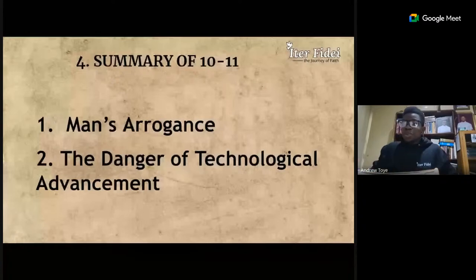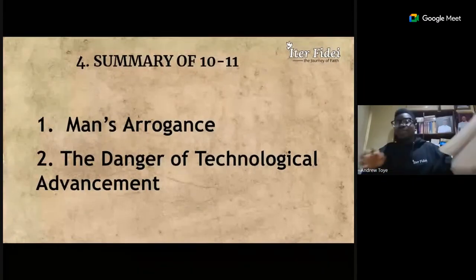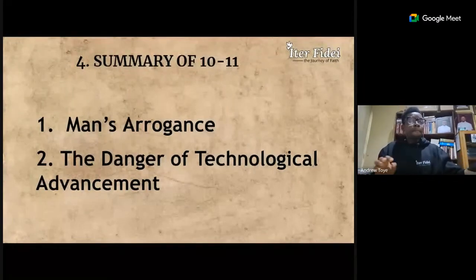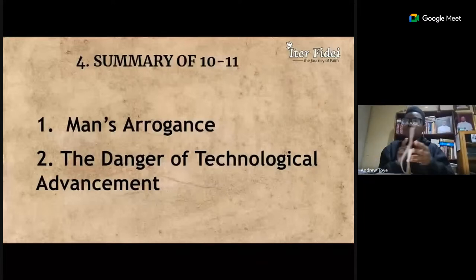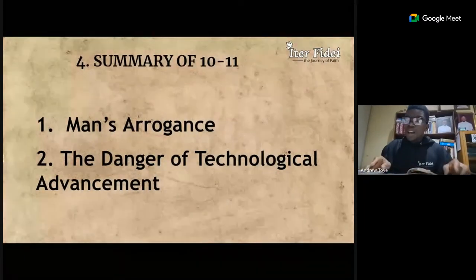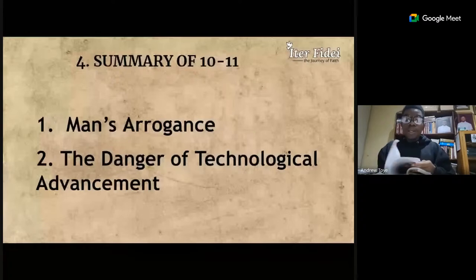I thought it was going to be very short today. So any question? Next week we'll do chapter 12. And by the grace of God, hopefully, in the next 10 lessons, we should be able to finish the book of Genesis. I can't wait to start Exodus. Exodus is my favorite, or one of my favorites. Very interesting.